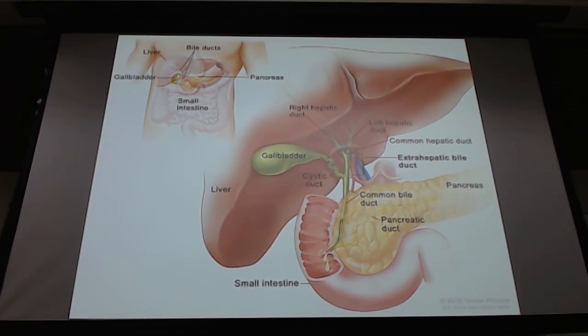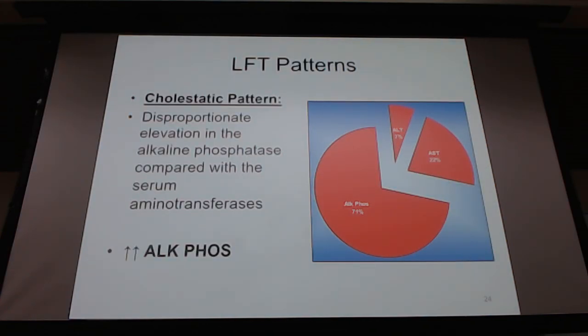So what do we see when we have obstructive cholestatic patterns? Compared to the serum aminotransferases, we're going to have an increase in alk phos. Obstructive pattern, alk phos is going to be through the roof. So if I were to give you a bunch of labs, you're going to pick the one that has the highest alk phos. We're concerned about that cholestatic pattern.